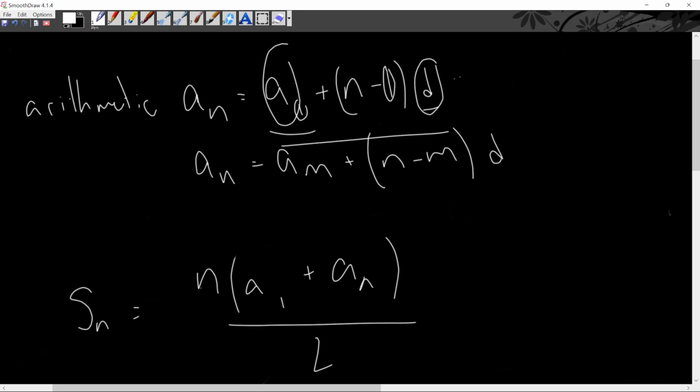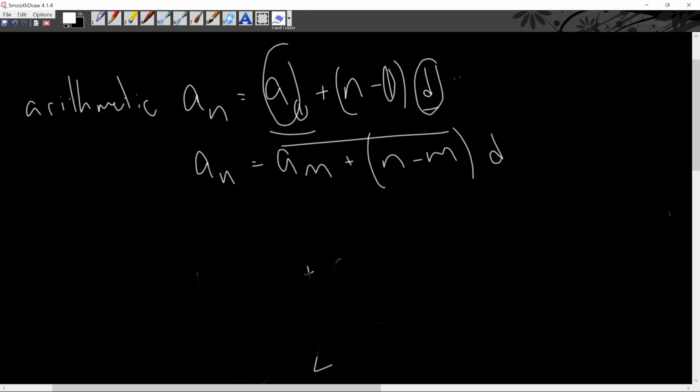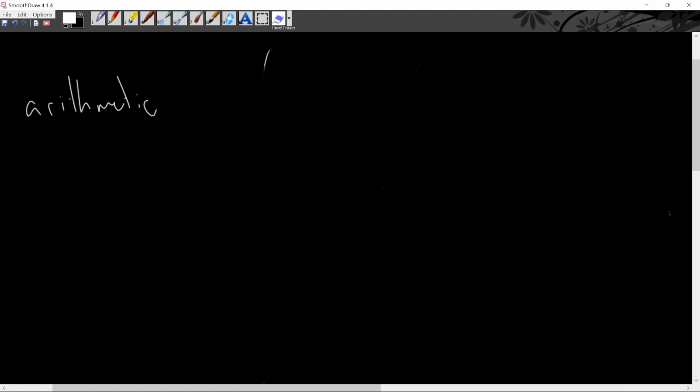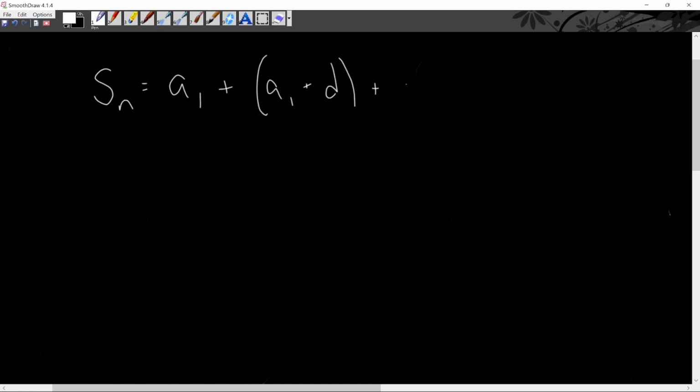So let's try and prove this, because I think it is quite an interesting idea. If S sub n is the sequence that we are trying to do, the partial sum sequence, right? We have S sub n is equal to a1 plus a1 plus d, plus a1 plus 2d, plus a1 plus 3d, and on and on.